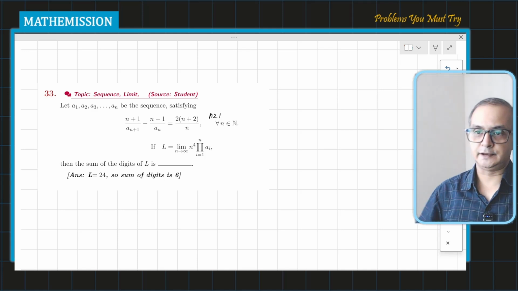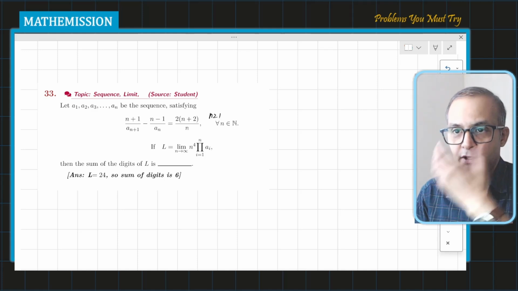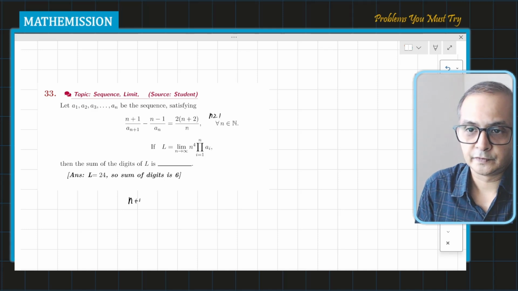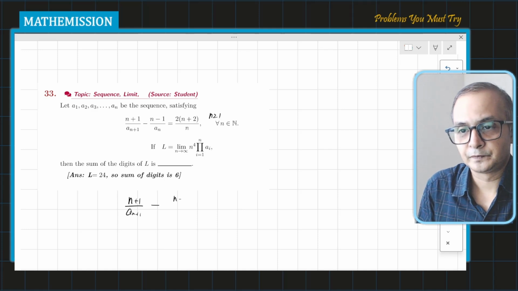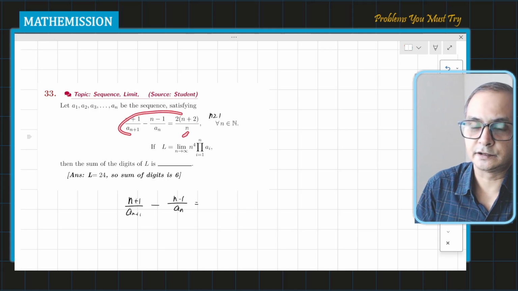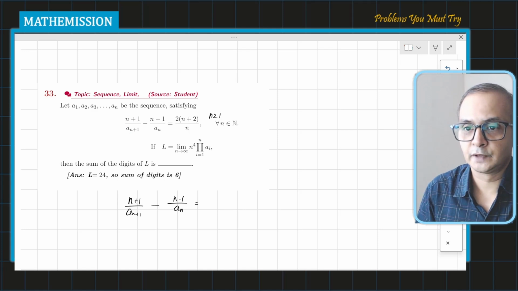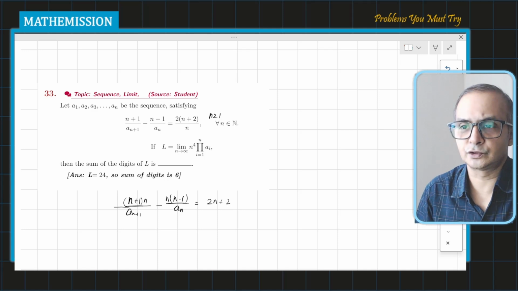For that, you can see that this is the information I have: (n plus 1) by a_(n+1) minus (n minus 1) by a_n, and this is given. You can notice that the n is here, so I just multiply throughout by n. So this will give you (n plus 1) times n by a_(n+1). Let me write a little bit clearly. This is minus, and here I am writing again n, so it will become n times (n minus 1) by a_n, and that is twice of (n plus 2), which is 2n plus 4, by the way.